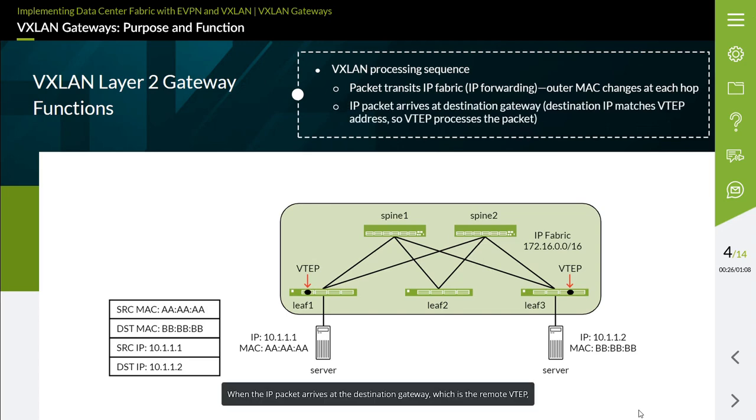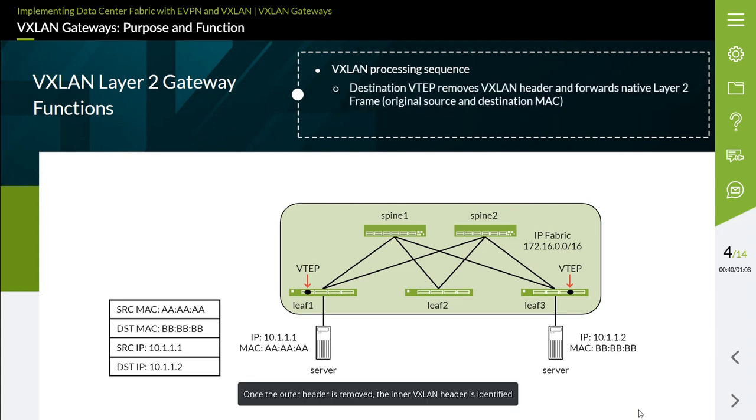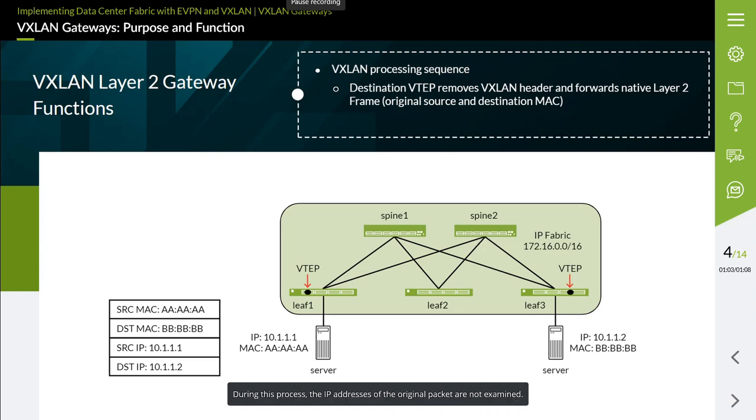When the IP packet arrives at the destination gateway, which is the remote VTEP, the VTEP identifies the destination address as a local address and removes the outer Layer 3 header to process the packet. Once the outer header is removed, the inner VXLAN header is identified and processed according to the information within that header. Once the VXLAN header information is processed, the locally connected broadcast domain is identified. The outbound interface is identified based on the VNI tag in the VXLAN header and local switching table, and the original packet is forwarded towards the destination device based on the switching table information. During this process, the IP addresses of the original packet are not examined.